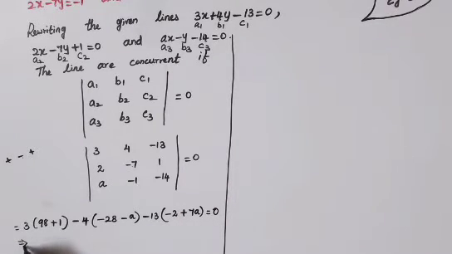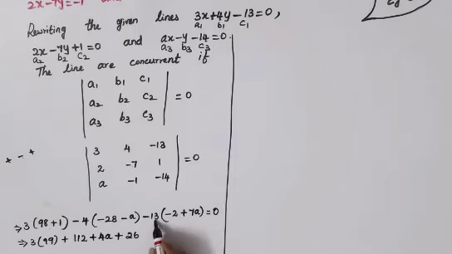So which implies you will get 3 into 98 plus 1, you will get 99. Minus into minus will become plus, 4 into 28 you will get 112. Again minus into minus will get plus, 4 into a, 4a. Now again minus into minus will get plus, 13 into 2 is 26. Again this 13 you will have to multiply it here, so minus into plus is minus, 13 into 7 you will get 91.